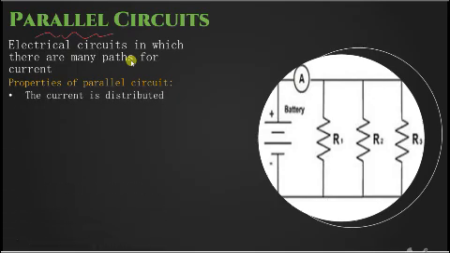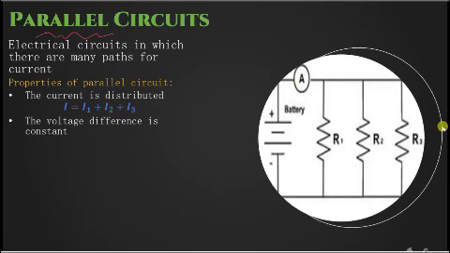If you remember, in the series circuit we said that the current is constant. But here in the parallel, we say it's distributed. And what does distributed mean? That means that the current coming from the battery is equal to the current passing through every resistance in the circuit. So I coming from the battery will equal I1 plus I2 plus I3 and so on.